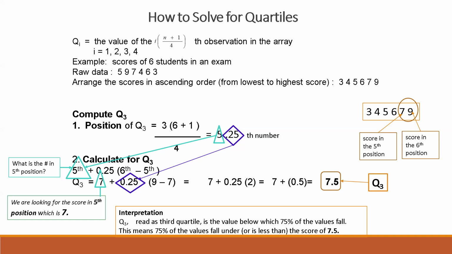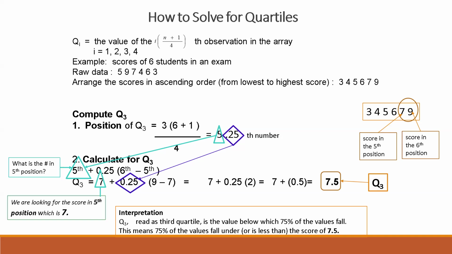So we subtract 7 from 9, that becomes 2, and 2 is multiplied to 0.25, then the resulting answer is 0.5. You add 0.5 to 7, that becomes 7.5, which is the value of the third quartile.